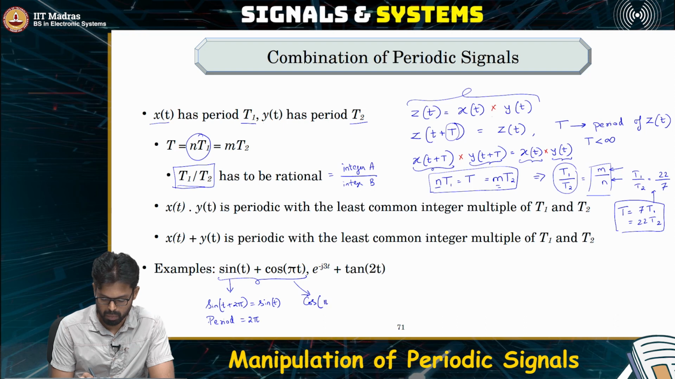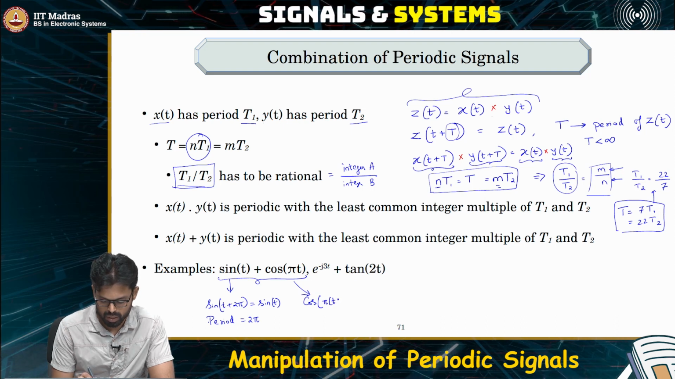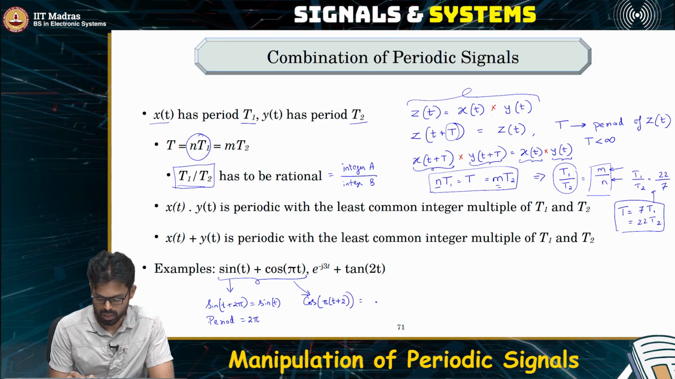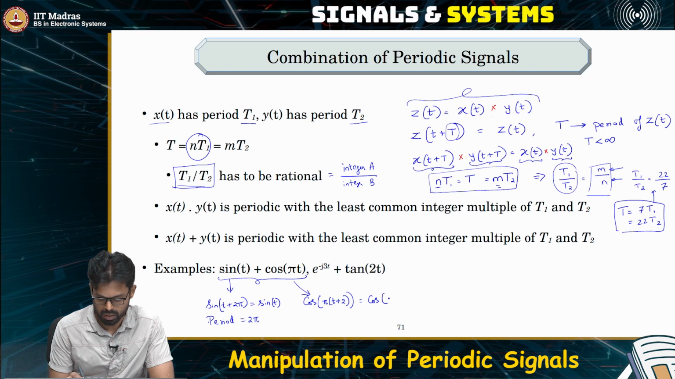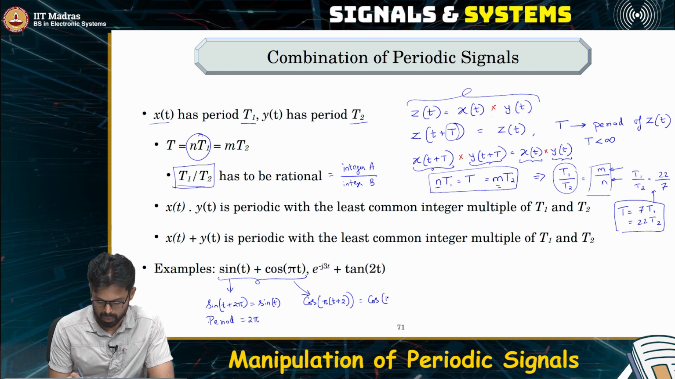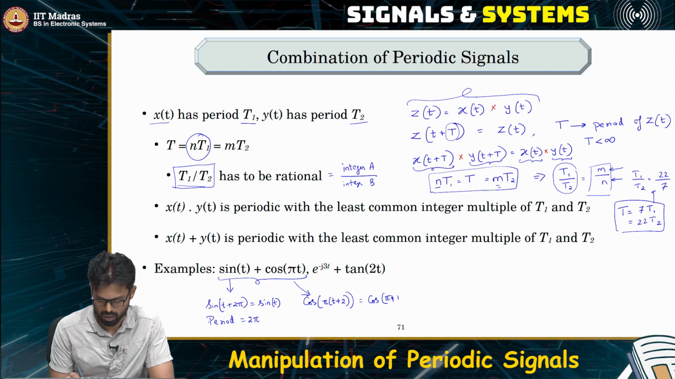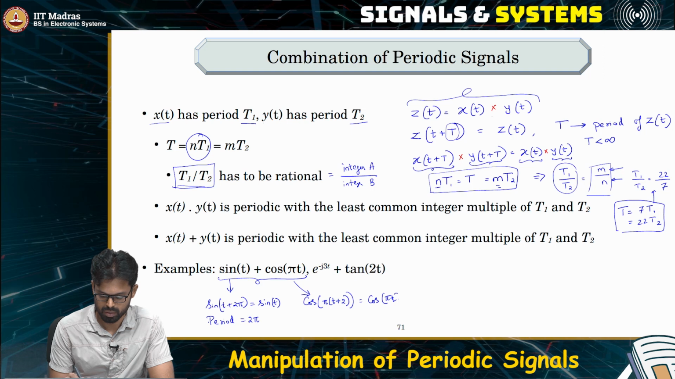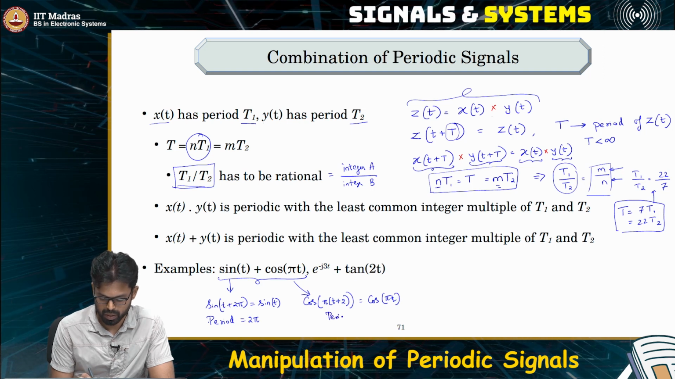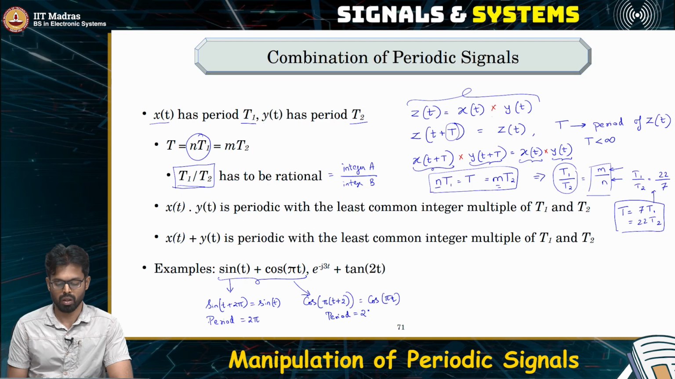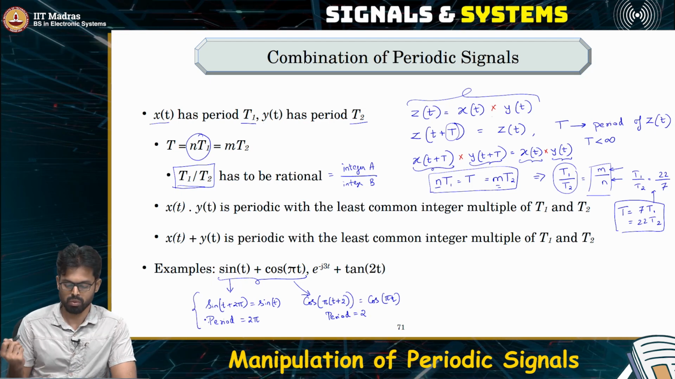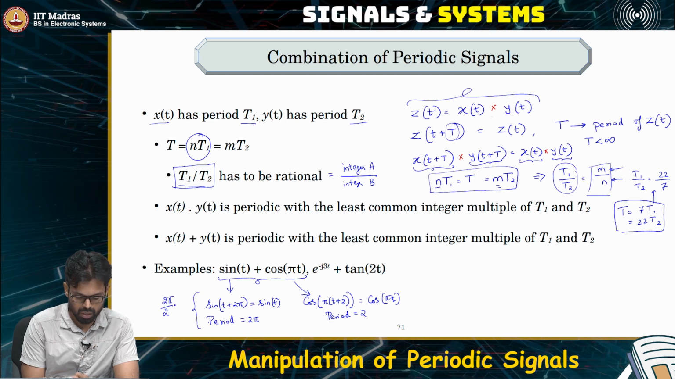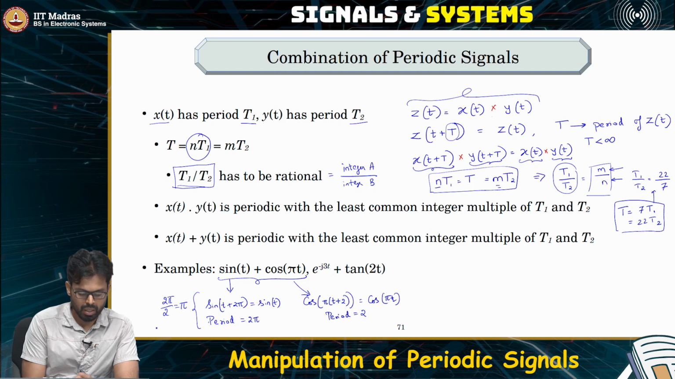Now what is the period of cos pi t? Cos pi of t plus 2 is equal to cos of pi t plus 2 pi, which is the same as cos pi t, which means the period here is 2. Now what is the ratio of these two periods? The ratio of these two periods is 2 pi by 2, which is pi. This is irrational.